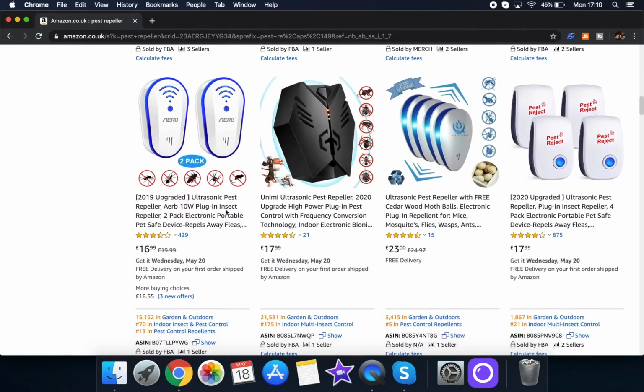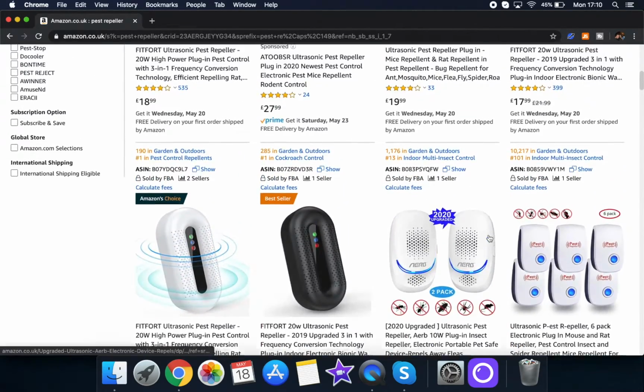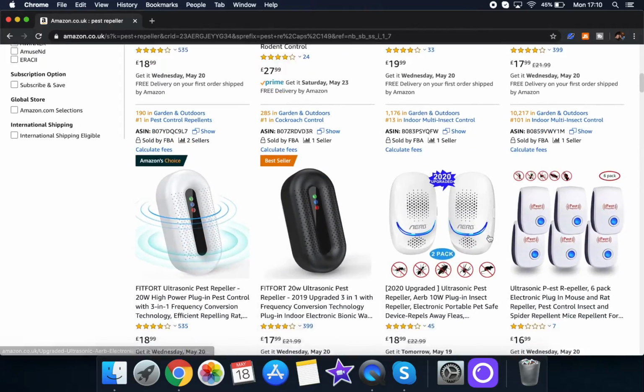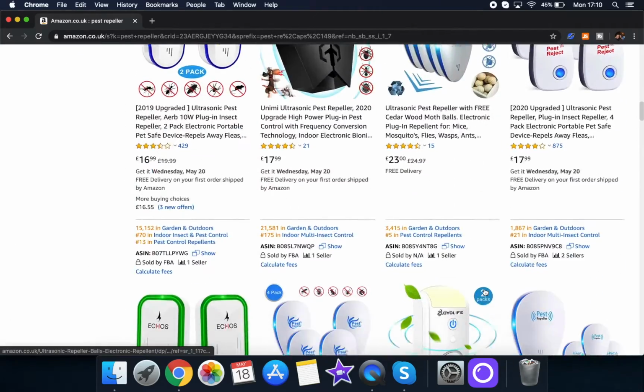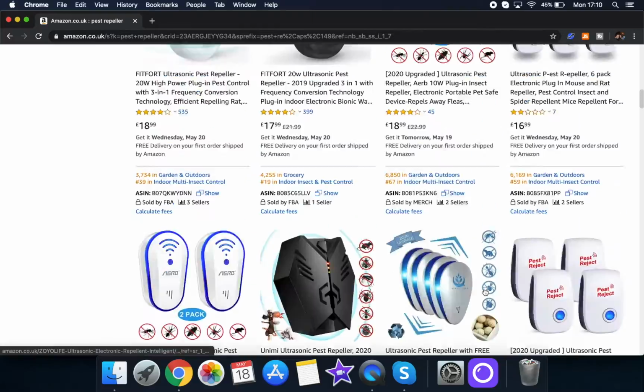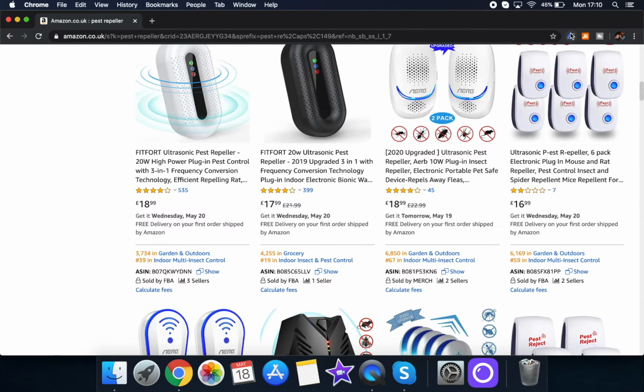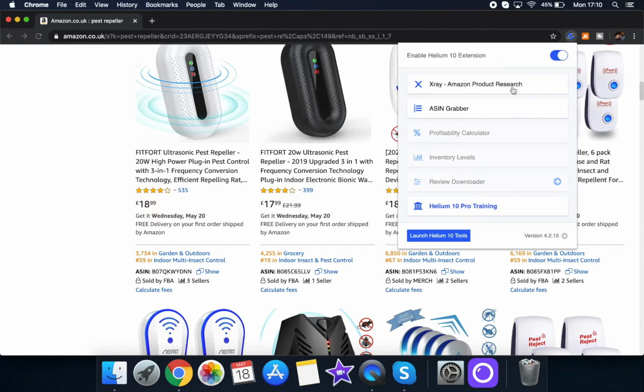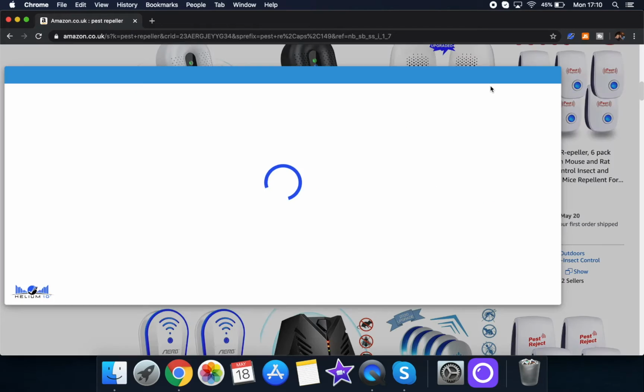However, the problem with all of these products is that we do not know how many sales they're making, what kind of inventory they have, what their sales history is, etc. So what we're going to do is click on this little icon here and go for Amazon product research.